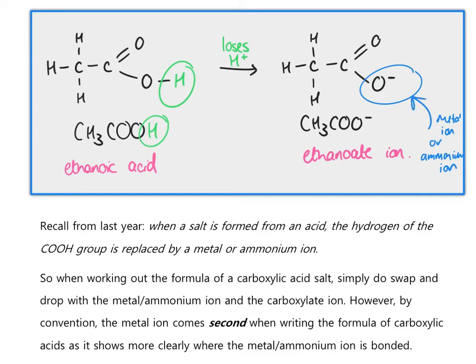Both of those will be positive, so our metal ion will, say for example, be X+, our ammonium ion will be NH4+, and that will bond with that negatively charged oxygen. That's where it will go on in place of the hydrogen ion where that originally was.